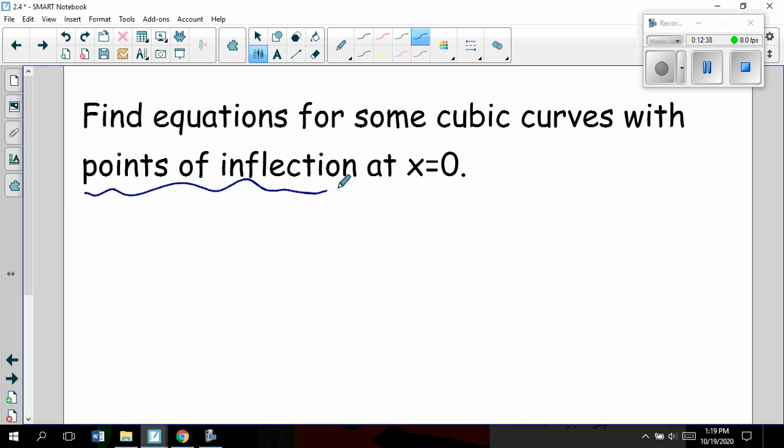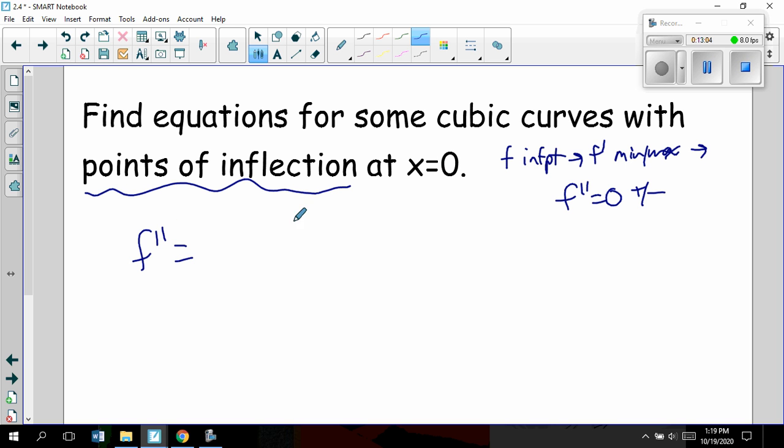Okay, so I've got points of inflection. So I'm going to think of my t-chart here. I've got f, constant inflection point. That means f prime is a min or max. Now I can't make an equation with a min and max, so I'm actually going to go to my second derivative, and I want that to be 0 and have a sign change, and I want that to occur at x equals 0.